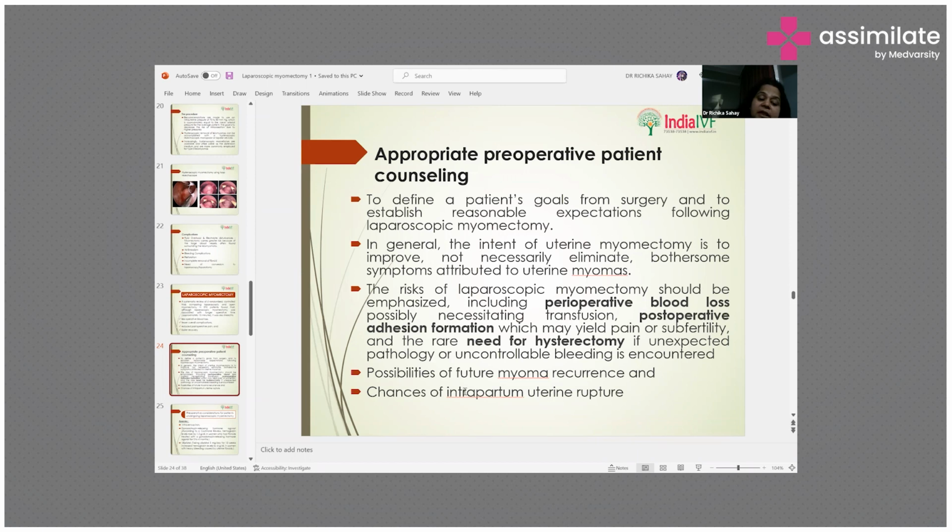And you need to tell them that there are possibilities of future myoma recurrence, which you cannot predict. You cannot predict when this myoma is going to come, because the patient gets the scan done after 3 months and they again have a myoma in the cavity. The chances of intrapartum uterine rupture when the patient gets pregnant, you have to document everything very clearly.